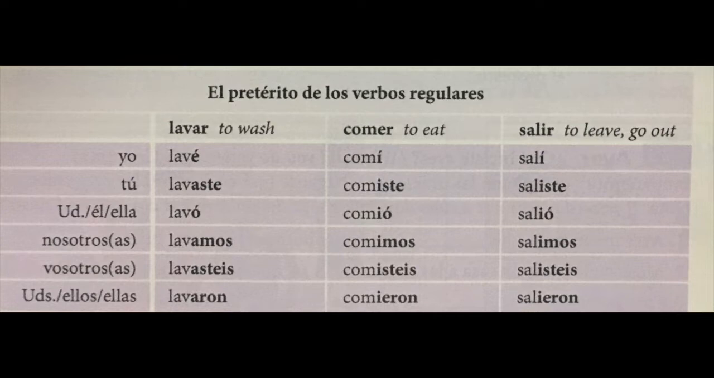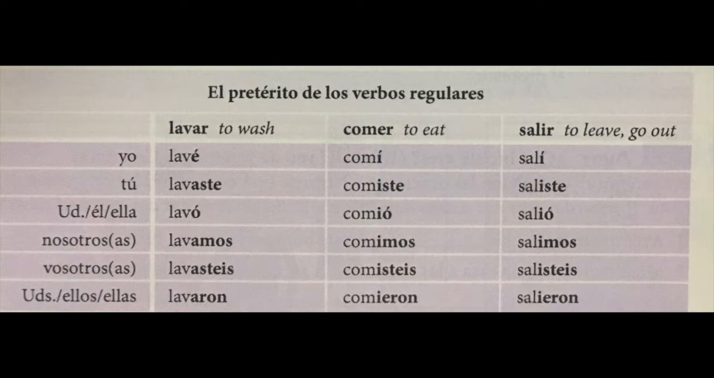The first one's lavar, to wash. Yo lavé, tú lavaste, usted lavó, ella lavó, nosotros lavamos, ellos lavaron. All right. A lot of times people want to put the accent on the last part of that lavaron, but it's not on the last syllable. It's on the second to last. So it's not lavaron, it's lavaron.